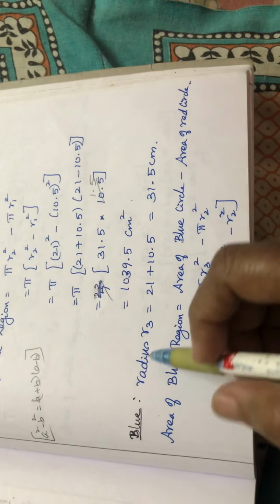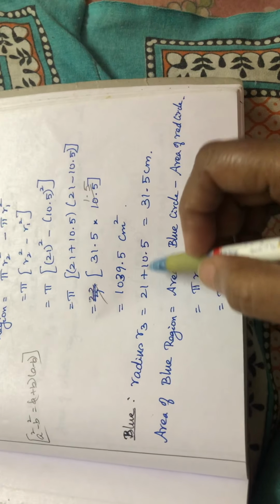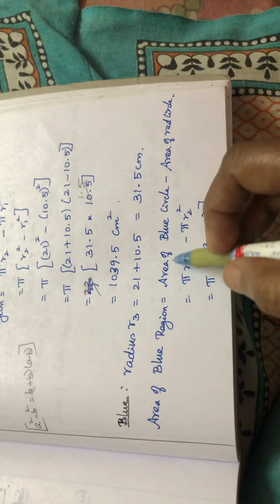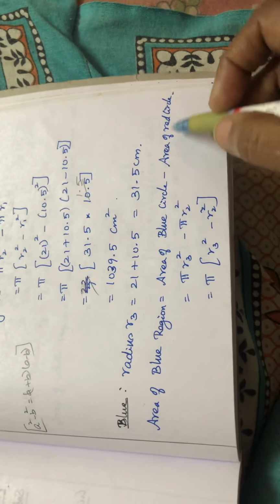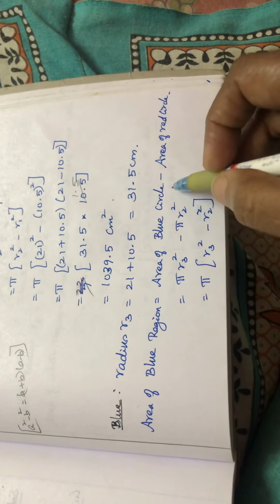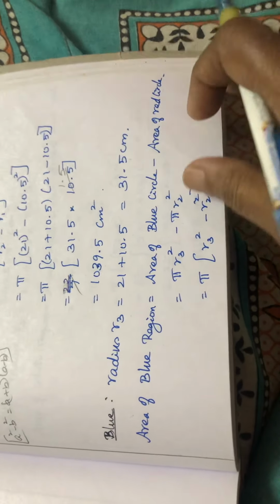Next, the area of the blue region, that is R3. That is previous R2, 21, plus 10.5, 31.5 centimeter, that is the value of R3. So the area of the blue region is equal to the area of the blue circle minus the area of the red circle, that is pi r3 square minus pi r2 square. Pi I am taking as common, r3 square minus r2 square.